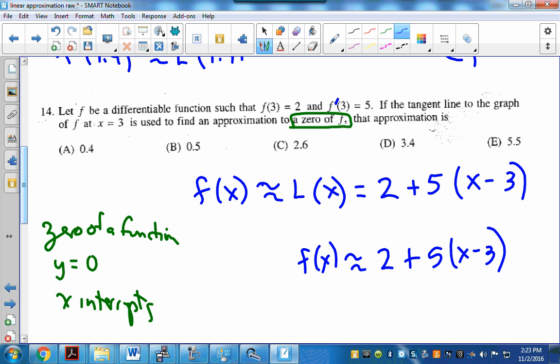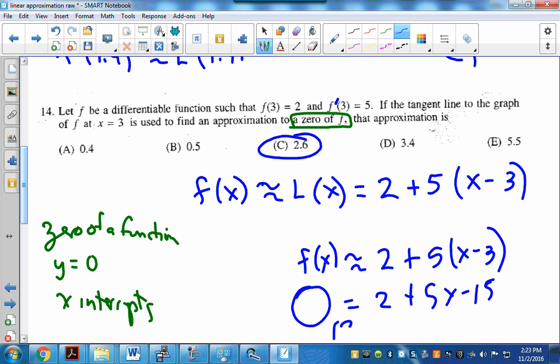Remember, 0 is what makes this thing 0. So this is 0, right? What makes it 0? Answer? 2.6. Yeah? I hope. Okay. So, obviously, you're just solving this equation. What this is, 2 plus 5x take away 15. So chuck that over there. That's 13 is equal to 5x. So x is 13 fifths, and 2.6. Okay, one more, and then we'll get into your worksheet.